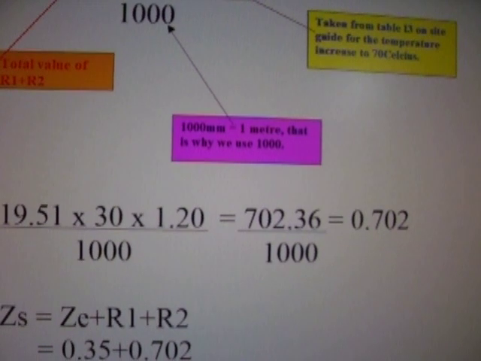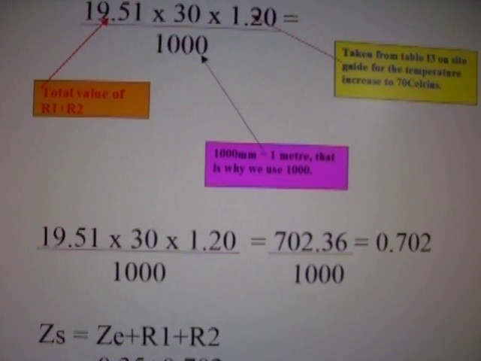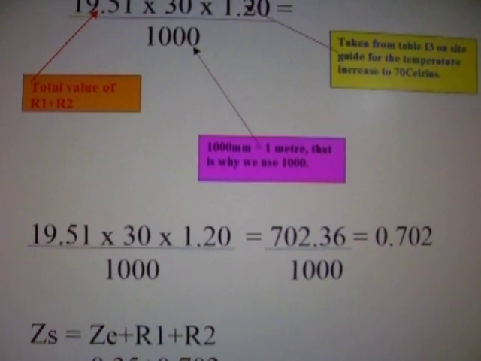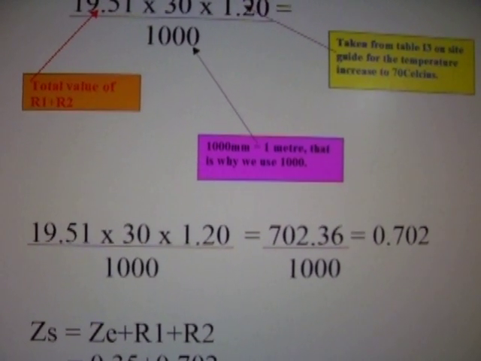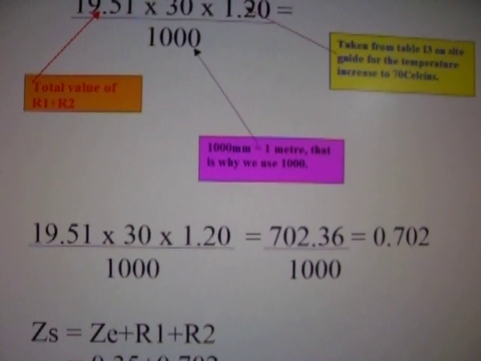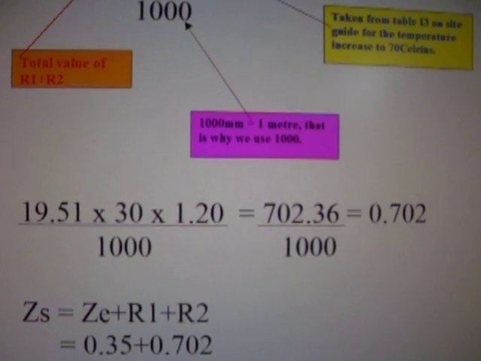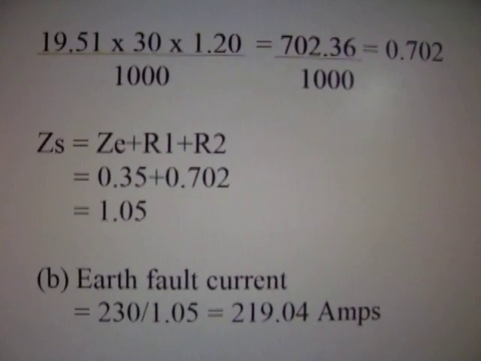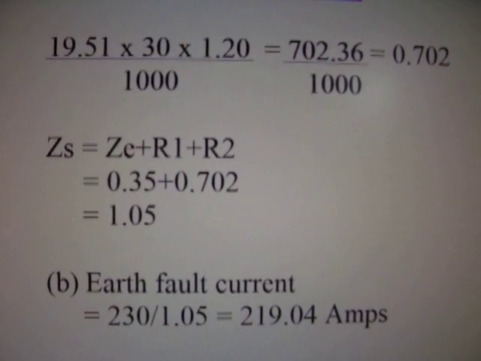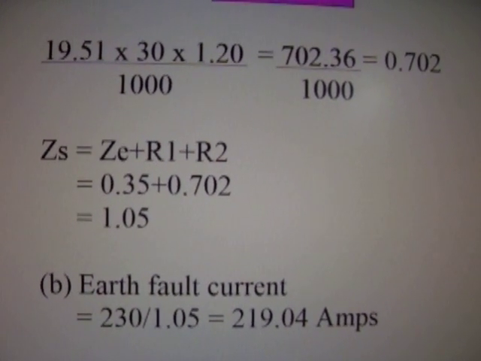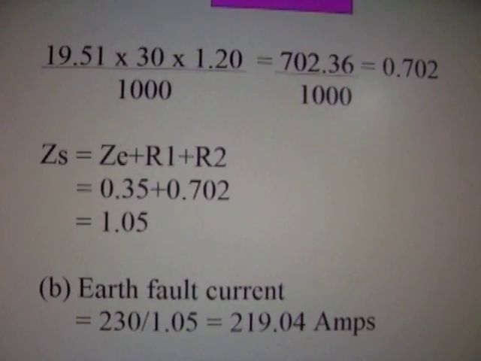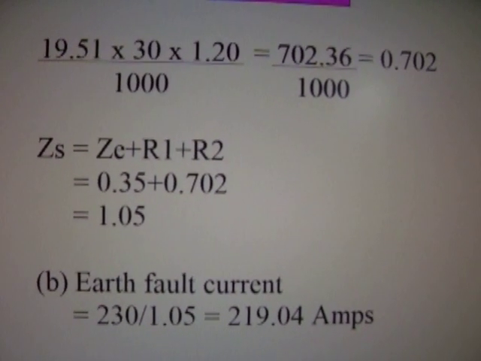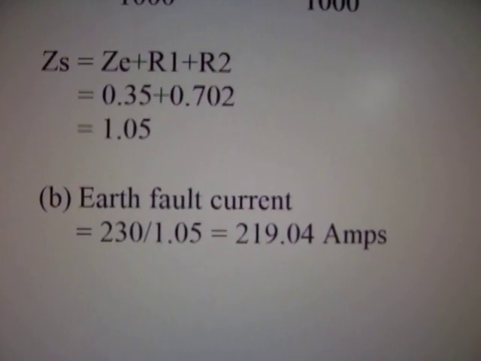Now you can see 702.36 divided by 1,000. That 702.36 occurs when I multiply 19.51 times 30 times 1.20. Now when I divide that by 1,000, it gives me 0.702. ZS equals ZE plus R1 plus R2 equals 0.35 plus 0.702, which equals 1.05 ohms.